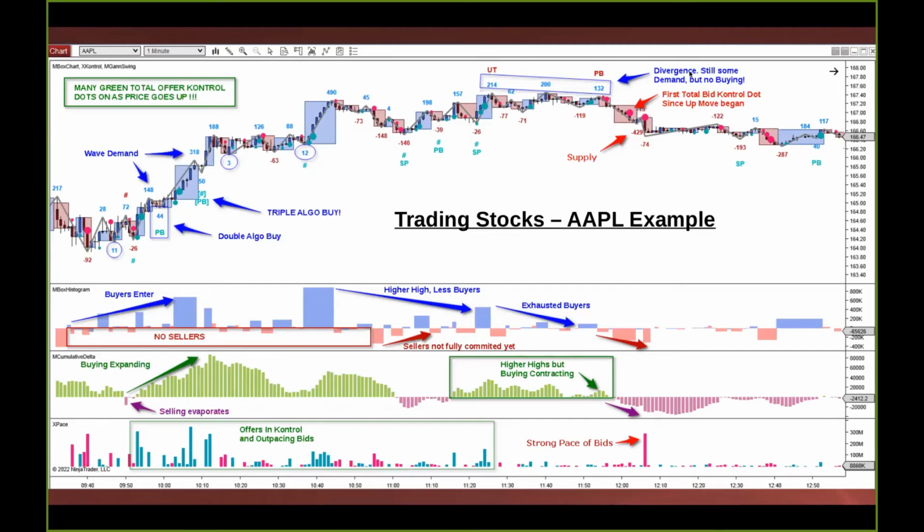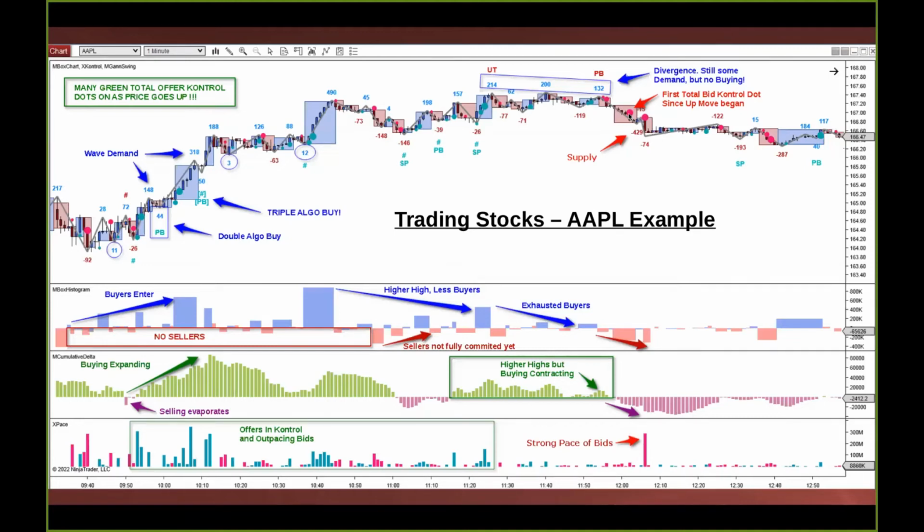Then we get an interesting thing here. We got a 214, 200, 132 on the demand. We still have some buying, some demand, I mean, here. But what's happening to the buying? The buying is exhausting right here. Exhausting here, exhausting here. Supply comes in at the 429, total control of the bids.